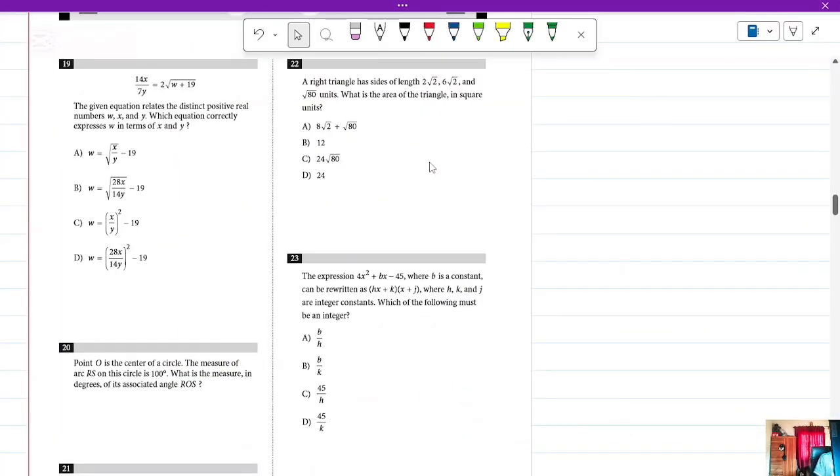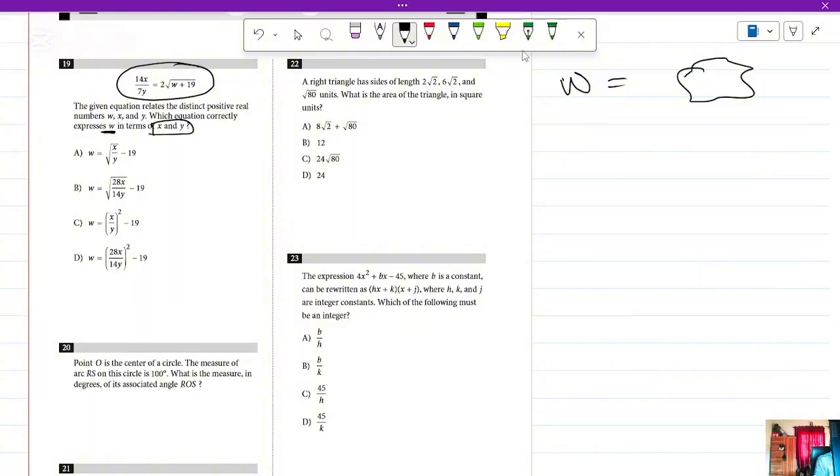Now that number 19 is something that is very much easy, and I want us to do well to pay attention to it. Now this is a subject of the formula. They said the given equation relates the distinct positive real numbers w, x, y, and z. Which equation correctly expresses w in terms of x and y? So what they're trying to say is that they want you to write the formula to be w equal to something, right? That is what they're trying to tell you.